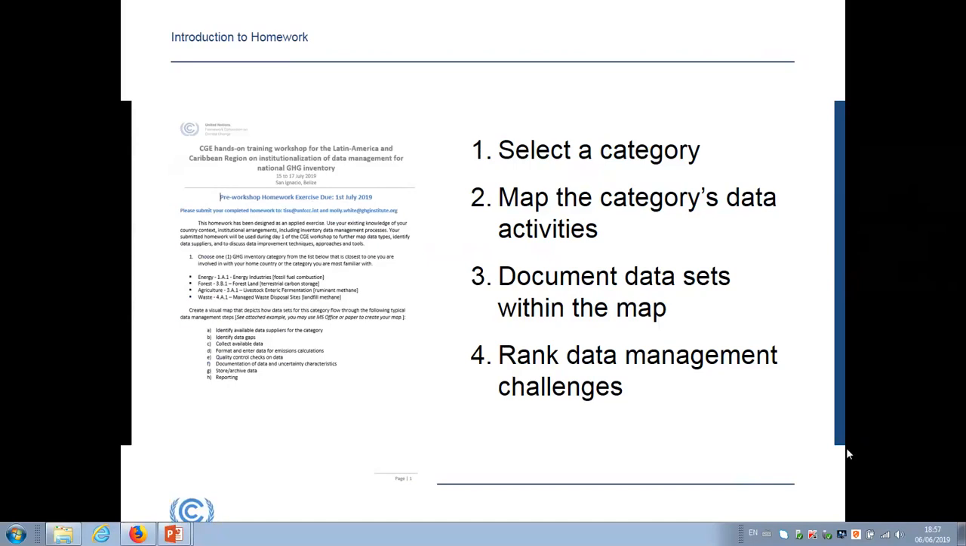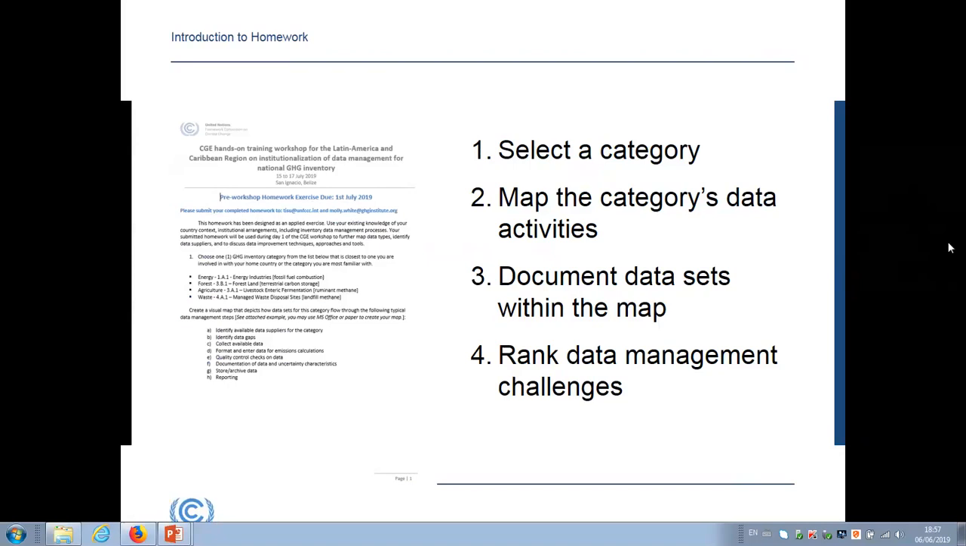So there may be a combination of different sources. It could be the IPCC guidelines and emission factor database. It could be a database of livestock collected at a county or provincial level that then gets aggregated up for livestock data. So documenting that. And then there's also a brief question in the homework.